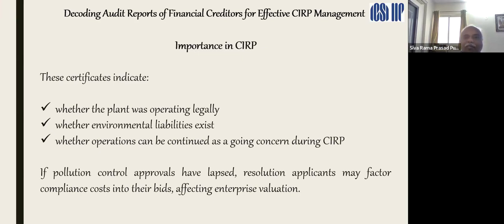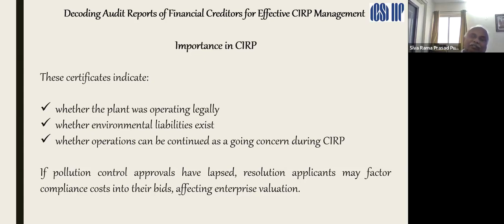Importance is here. This certificate indicates whether the plant is operating legally, whether environmental liabilities exist, or whether the operation can be continued as a going concern during the CIRP. If pollution control approvals have lapsed, resolution applicants may factor compliance costs into their bids, affecting enterprise valuation.